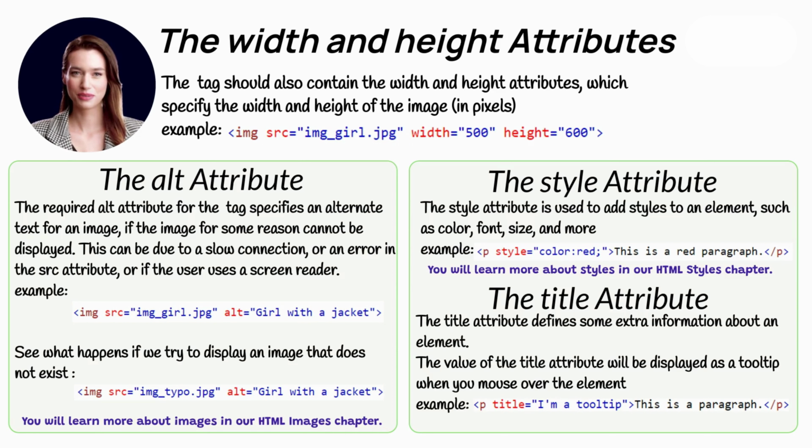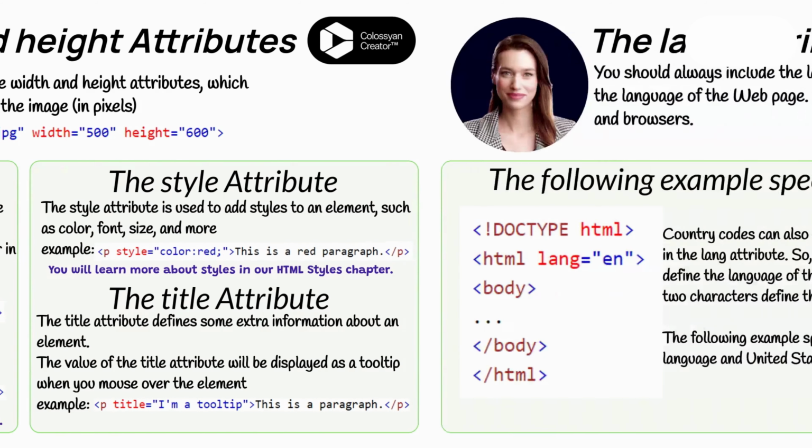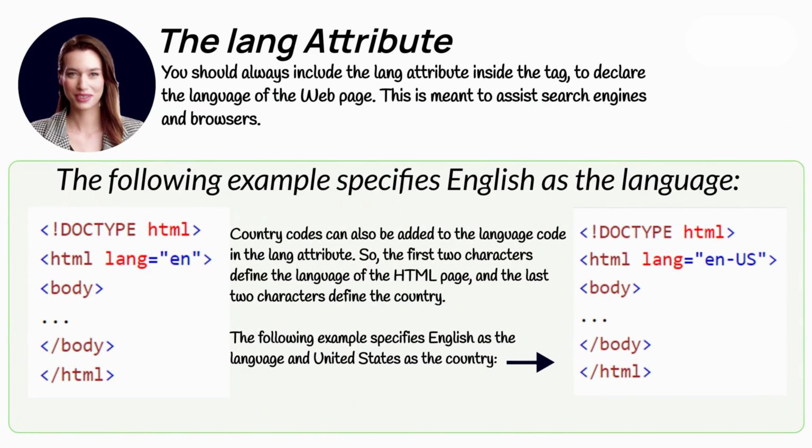The title attribute. The title attribute defines some extra information about an element. The value of the title attribute will be displayed as a tooltip when you mouse over the element. The lang attribute. You should always include the lang attribute inside the <html> tag to declare the language of the web page. This is meant to assist search engines and browsers. The following example specifies English as the language.